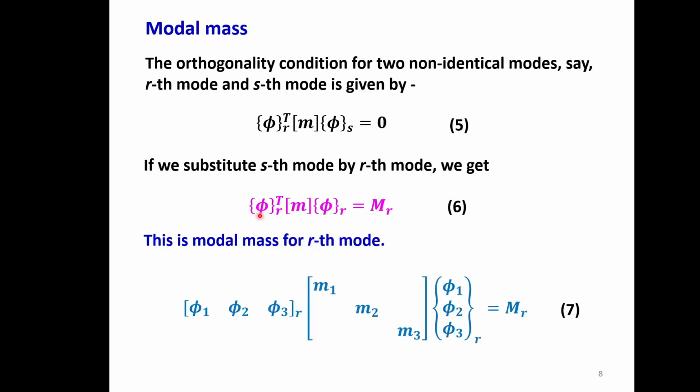Now what we have written here, phi r transpose M phi r equal to Mr, in expanded form looks like this: phi 1, phi 2, phi 3 and so on up to phi n for the rth mode. And the mass matrix here is a diagonal matrix. A mass matrix will be diagonal when it is a lumped mass system, as it happens in the case of a stick model of a building with lumped masses. At the different floors you have the masses m1, m2, m3, so off diagonal elements will be 0. This is a diagonal mass matrix, and again phi 1, phi 2, phi 3 for the rth mode. If you multiply this, you get a scalar quantity Mr, the modal mass for the rth mode.